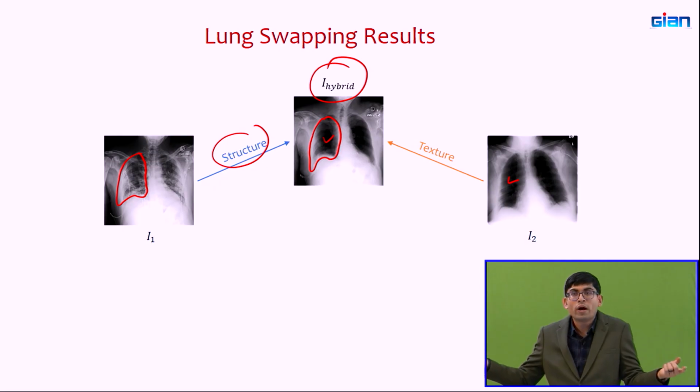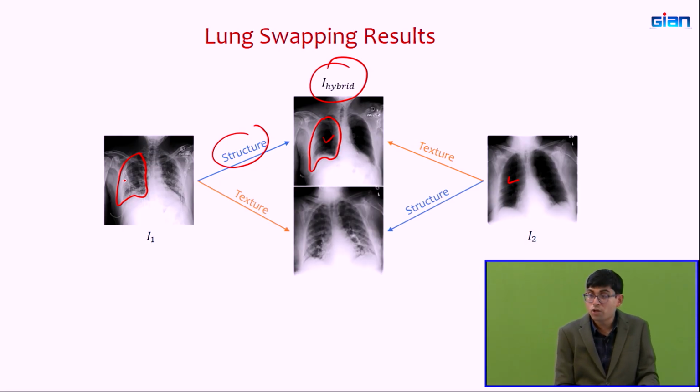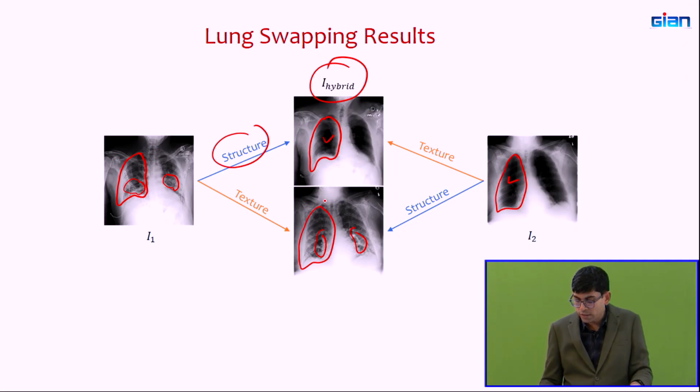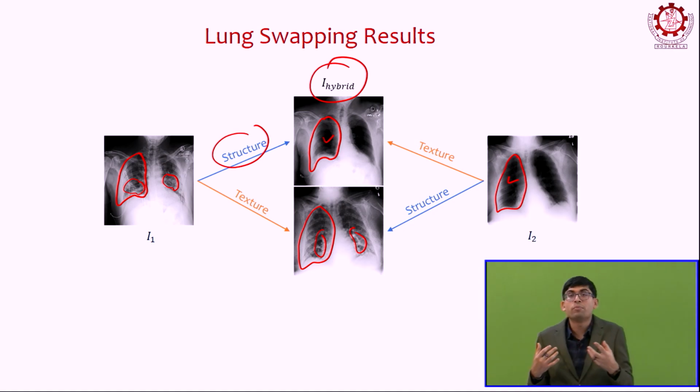Now, you can ask me, why did not you do the other way around? We did that as well. So, we took the texture of the first lung and the structure of the second lung, right. You see that there is some texture information here, we tried to mimic that texture information here, and we retained the structure here. You can clearly see that the structure here is the same, right. So, we can basically mix and match and create these hybrid images.